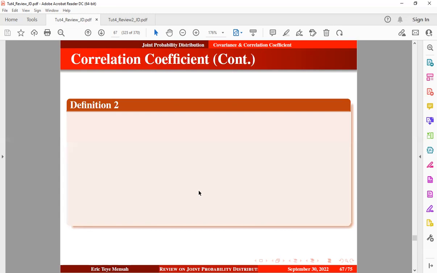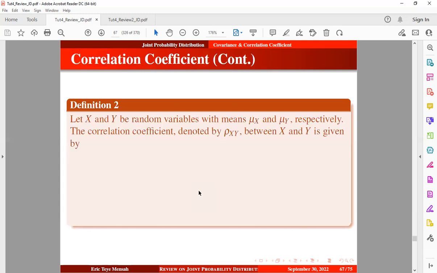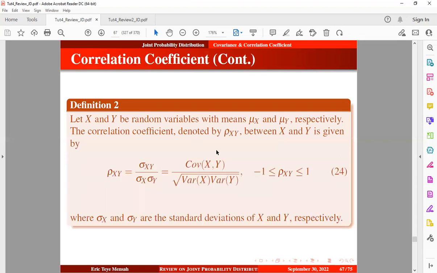So let's take a look at this definition. Let x and y be random variables with means mu of x and mu of y respectively. The correlation coefficient denoted by rho subscript xy between x and y is given by equation 24, okay? So the correlation coefficient is denoted by this, and we can express it in this form. So this is going to be our covariance, right? And this is the standard deviation, divided by the standard deviation, and this is to standardize the covariance so that we can have a dimensionless quantity, okay?